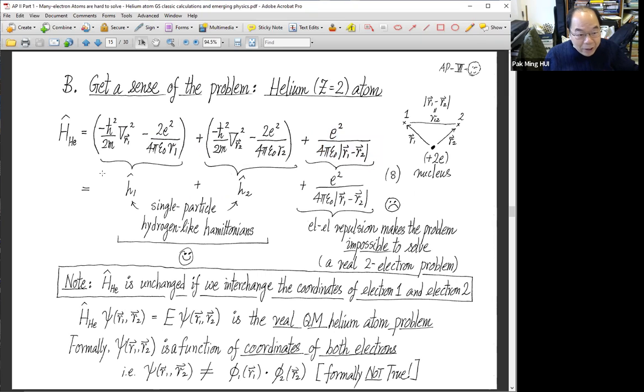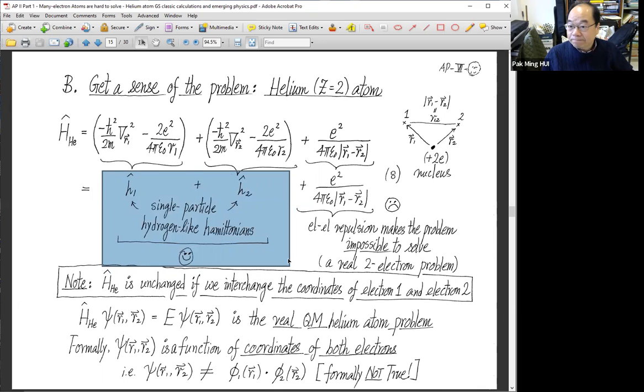So, as we discussed, each one of these 2 terms is hydrogen-like, not exactly a hydrogen, but like a hydrogen, because the nucleus now has 2 times the charge of hydrogen. There's an extra 2 here. Nonetheless, it's the same mathematical problem. We can solve them. So this part together is a solvable part. Now this term makes the problem insolvable.